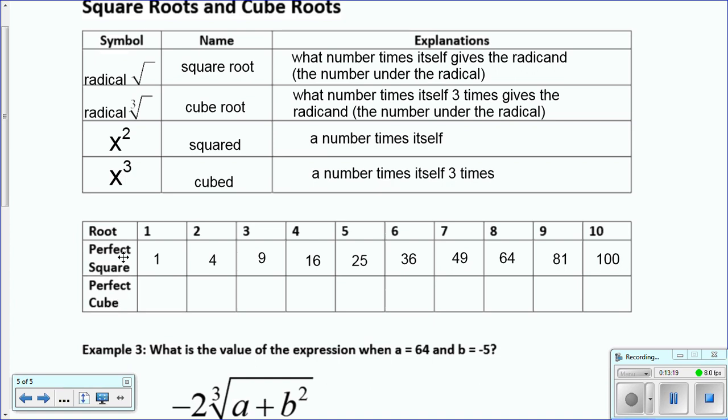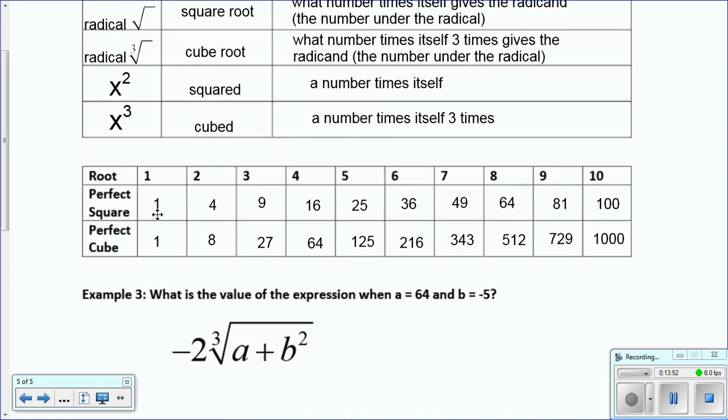And for a perfect cube, you just multiply this root times itself 3 times. So 1 times 1 times 1, 1. Okay, 2 times 2 times 2 is 8. 3 times 3 times 3 is 27. 4 times 4 times 4 is 64. 125. 216. I only know up to 125, I think, by heart. I gotta think about the rest. 343. And 512. 729. And 1,000. Okay? So those are the perfect squares and perfect cubes up till 10.